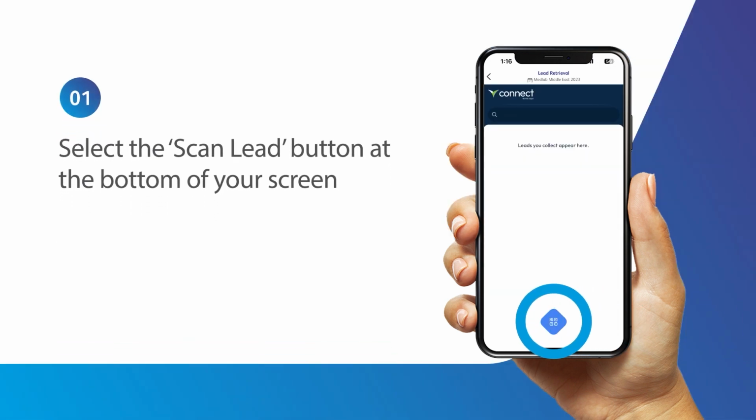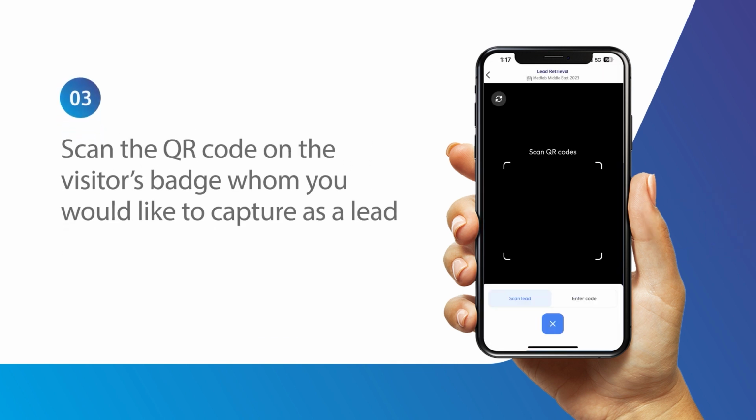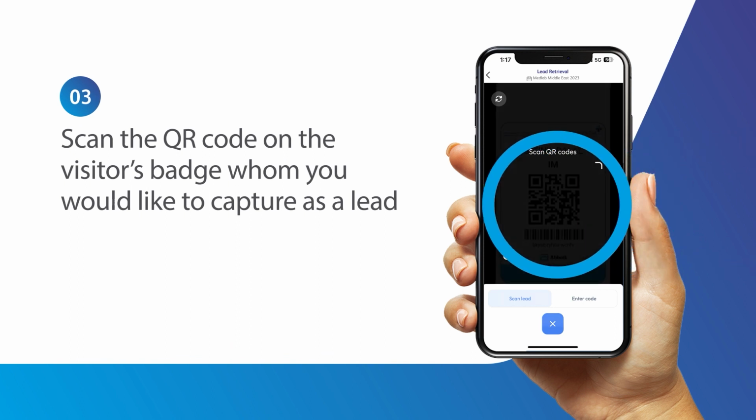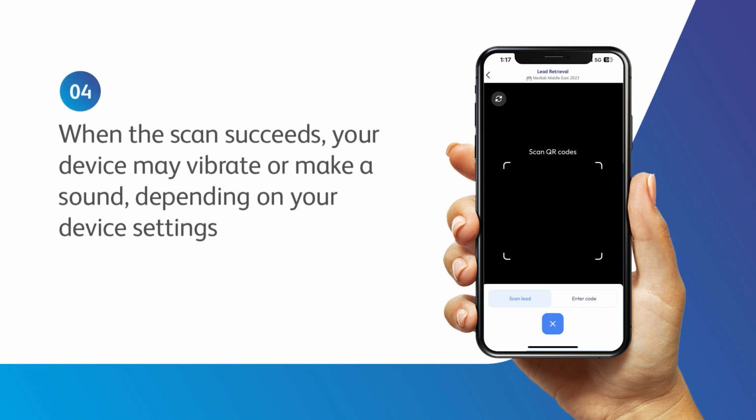Select the Scan Lead button at the bottom of your screen. Allow Visit Connect to access your camera. Scan the QR code on the visitor's badge whom you would like to capture as a lead. When the scan succeeds, your device may vibrate or make a sound depending on your device settings.